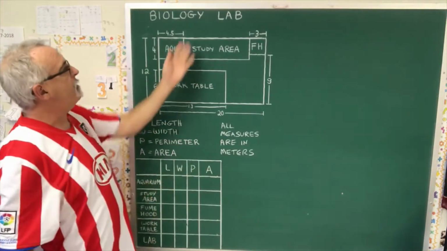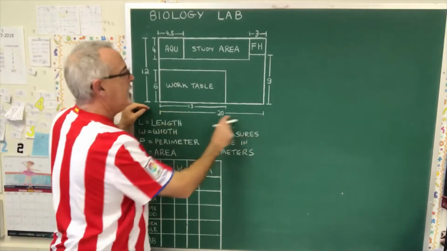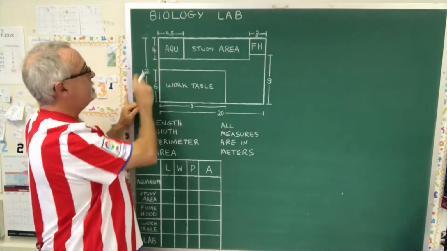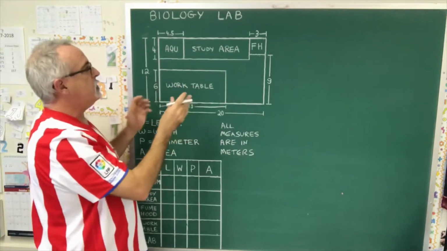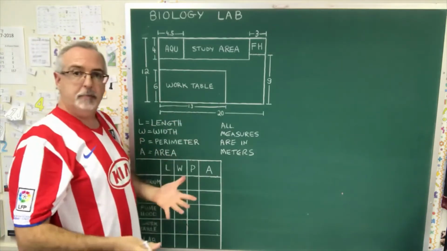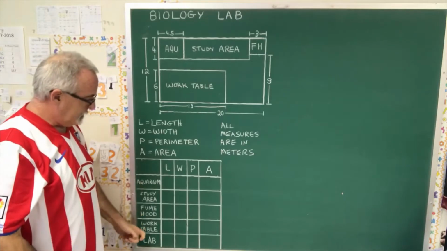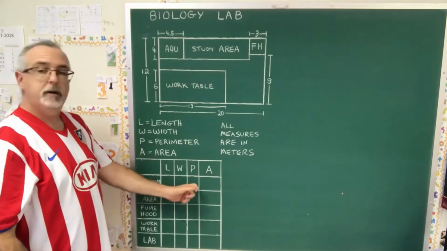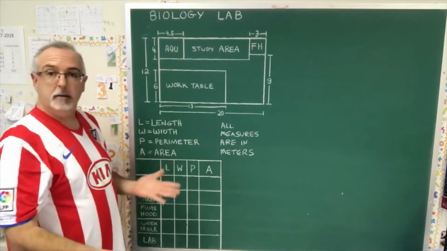This is the plan of a biology lab, and we can see that the length of the lab is 20 meters, and the width is 12 meters. Some of the other lengths and widths of rooms or areas within the lab are given. And we are being asked for each of these 5 areas of the room to give the length, the width, the perimeter, and the area. All of the perimeters and areas are of rectangles in this problem.